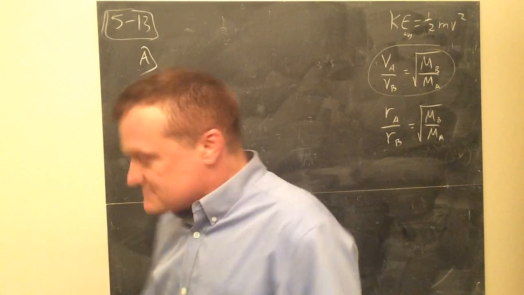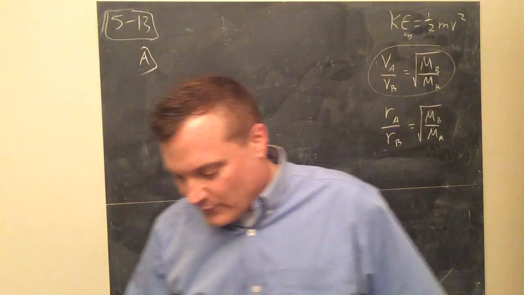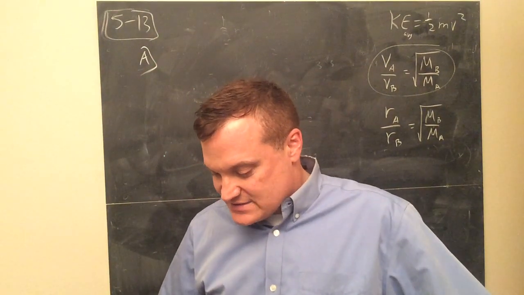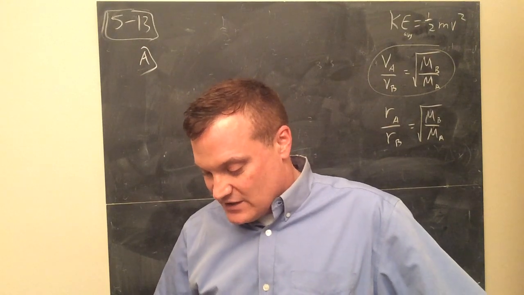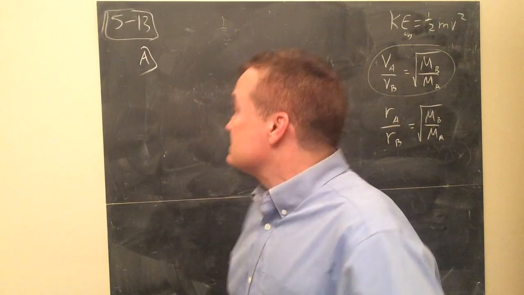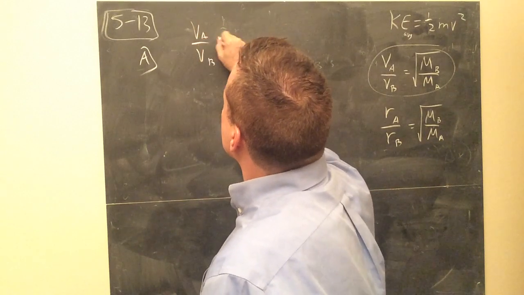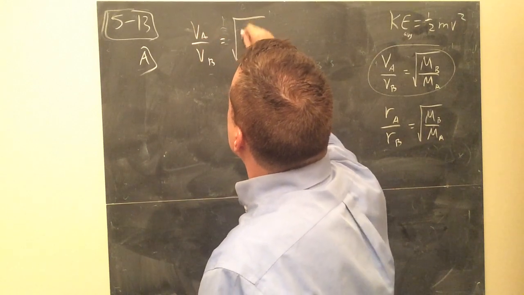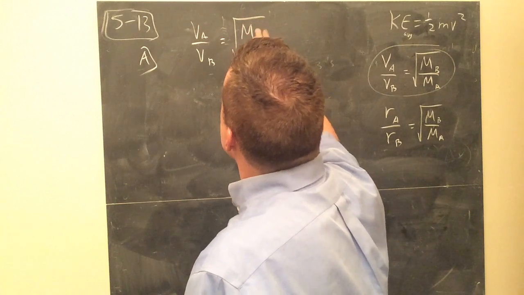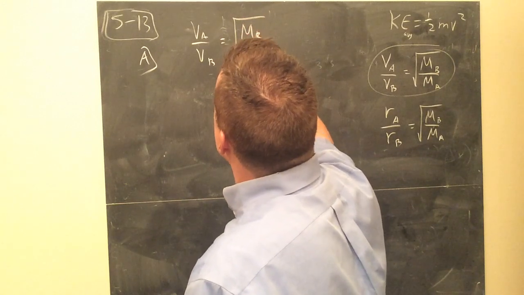A sample of gas effuses 0.311 times as fast as an unknown gas. Calculate the molar mass of the unknown gas. Okay, so we'll start with the equation: mass of B over mass of A. Always remember to flip those.